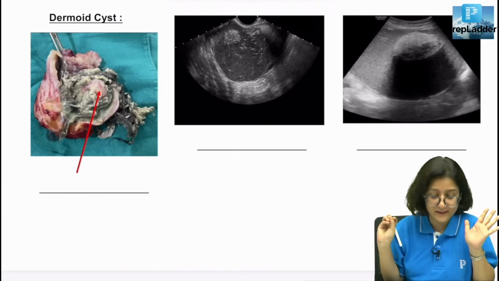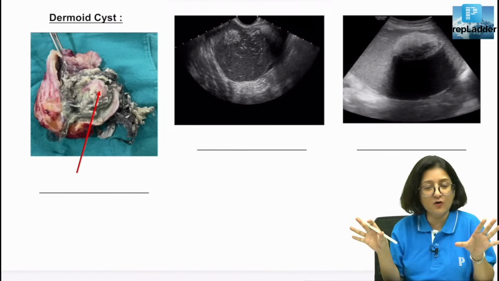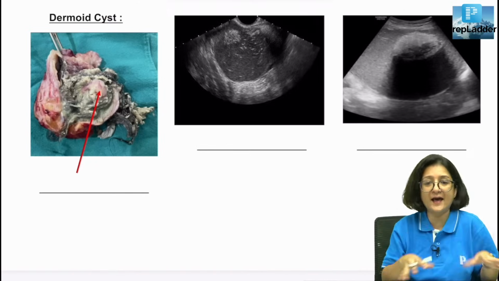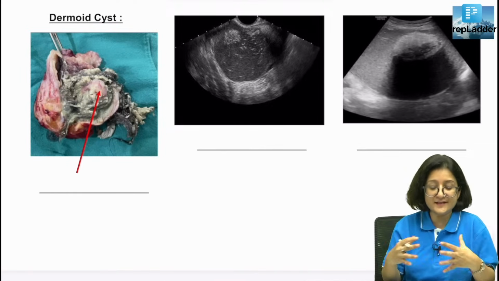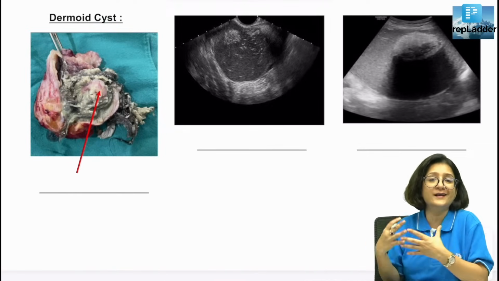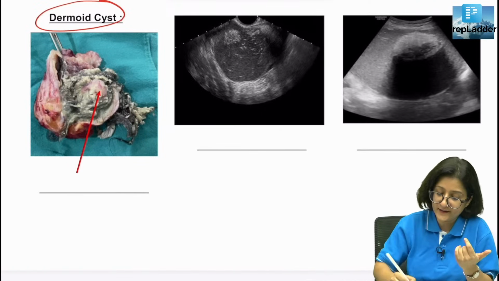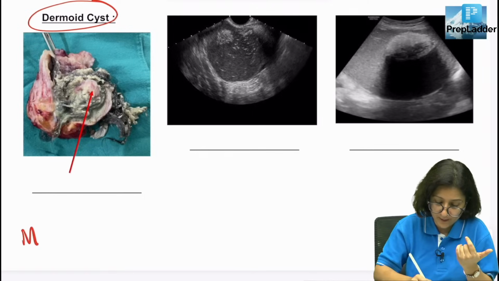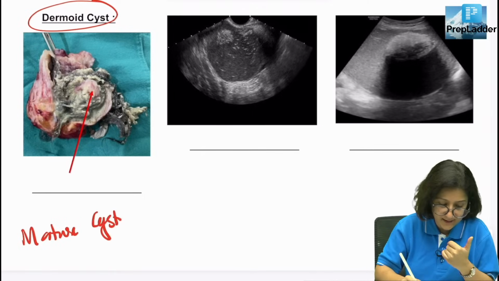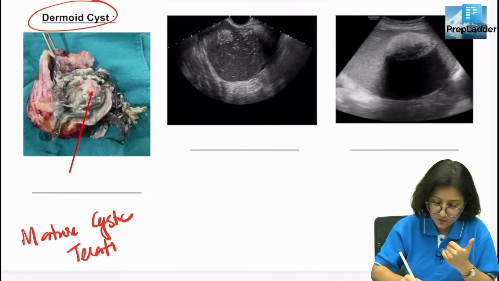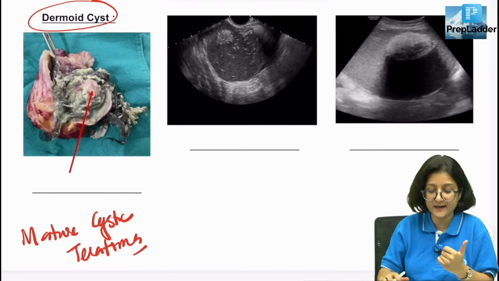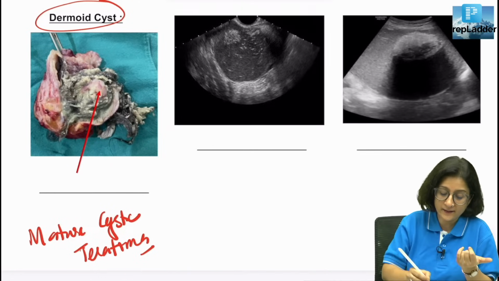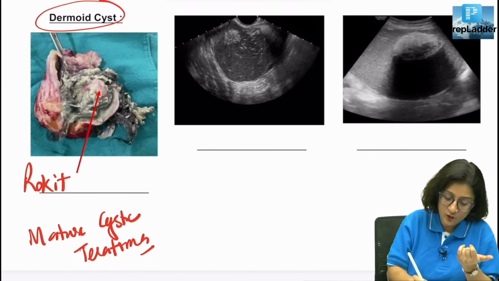As you can see in this image, there are various kinds of substances inside: hair, teeth, cartilage. So basically derivatives of all three germ layers, right? Dermoid cyst is what we call a mature cystic teratoma. Mature cystic teratoma. So derivatives of all three germ layers are there, and as you can see in this image, what I am pointing to is a Rokitansky protuberance, right?